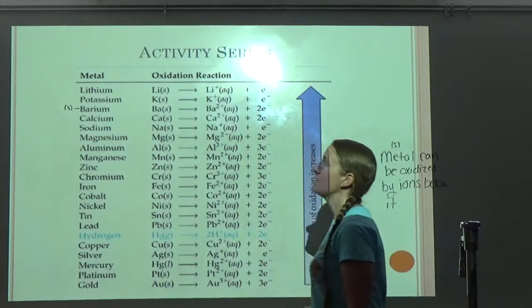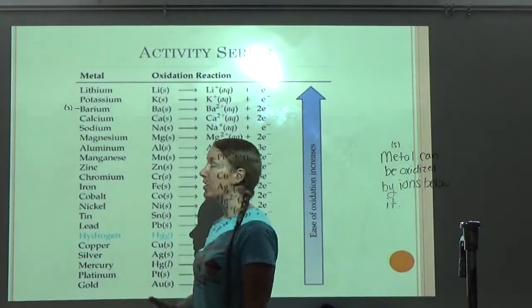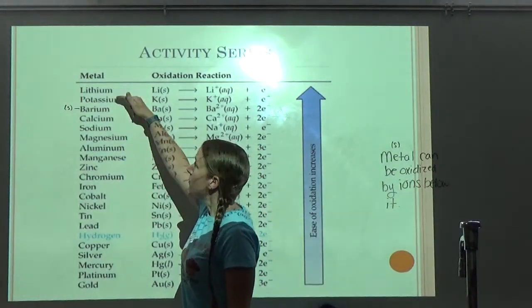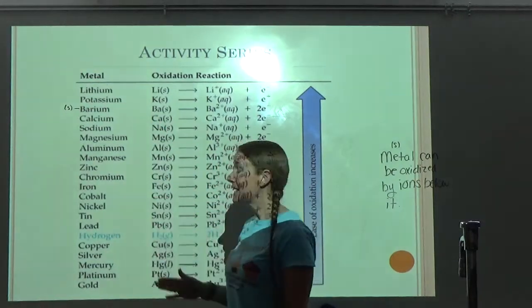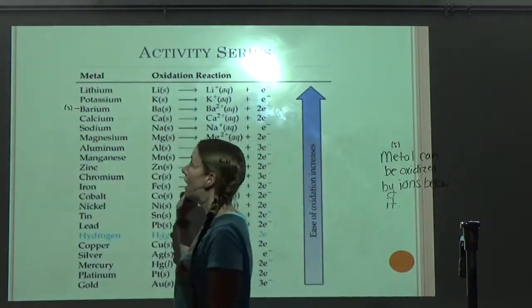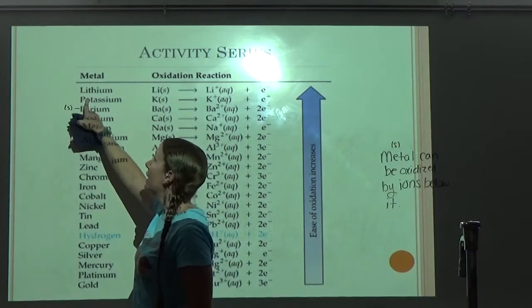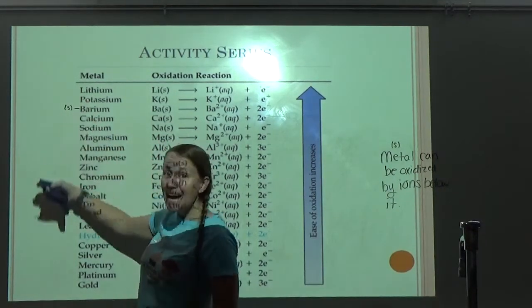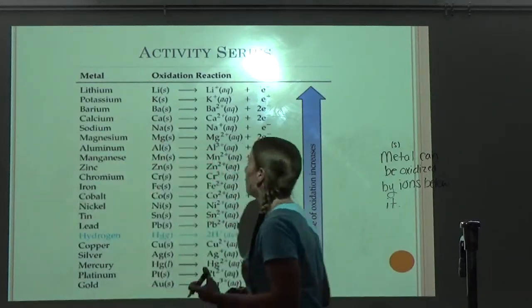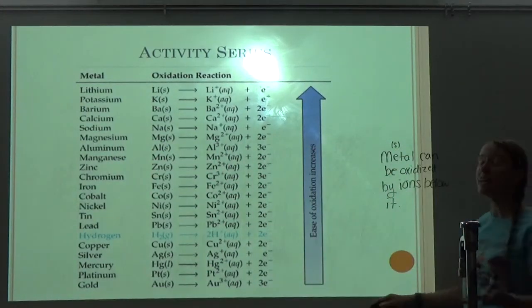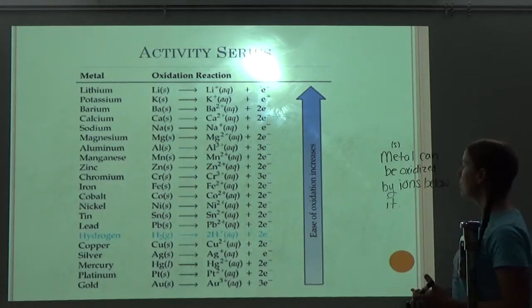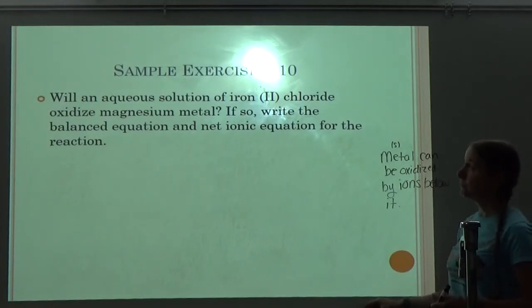On the other hand, if I said, will potassium oxidize barium? Well, there's my solid barium. Potassium is above it. So potassium ions will not oxidize barium solid. However, barium ions can react with potassium solid. Okay, so you find your solid, and any ion below it will cause a reaction.